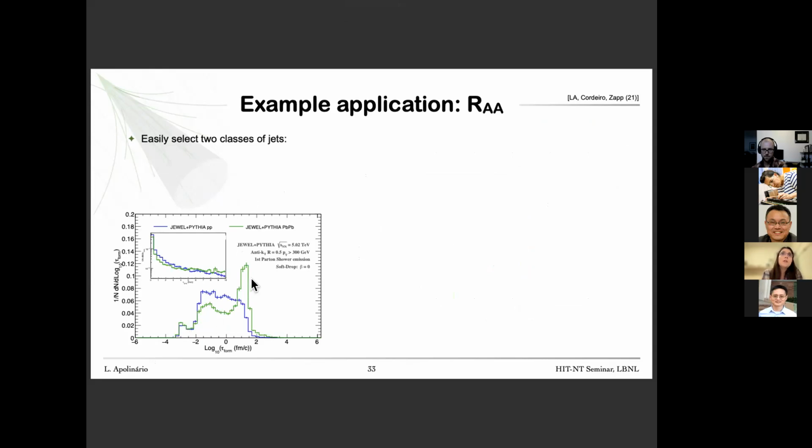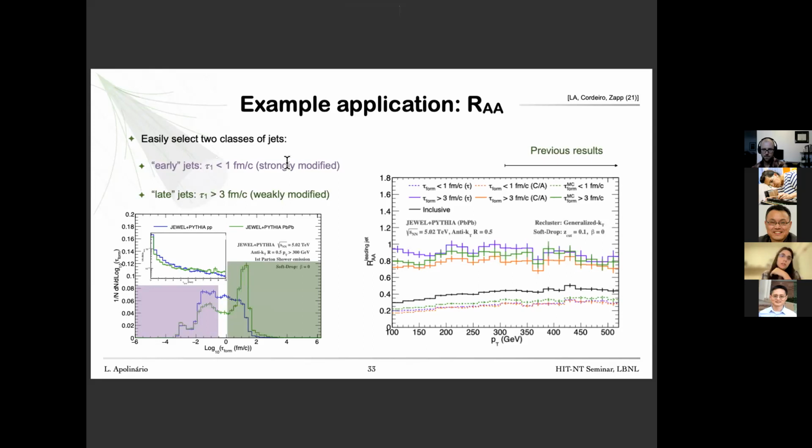Now, even with this distribution, we can select two classes of jets, right? The ones that we classify as early, and these should be the ones that will be strongly modified because they have a formation time that happened very early in the medium, and the ones that have a late formation time. This is what we call the late jets. We just use these numbers as proxies, just to have a very homogeneous distribution in this log scale distribution. And as you can see here in black, this is ΔR of the leading jets.